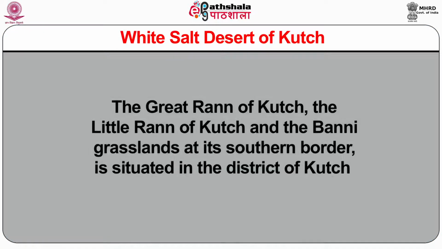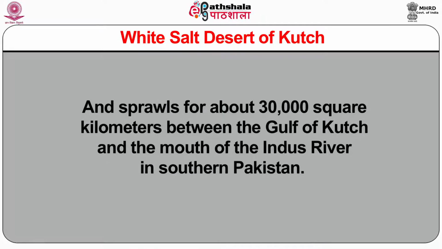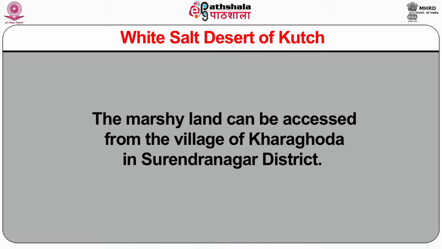The Great Rann of Kutch, the Little Rann of Kutch and the Banni Grasslands at its southern border are situated in the district of Kutch and sprawl for about 30,000 square kilometers between the Gulf of Kutch and the mouth of the Indus River in southern Pakistan. The marshland can be accessed from the village of Kharaghoda in Surendranagar district.